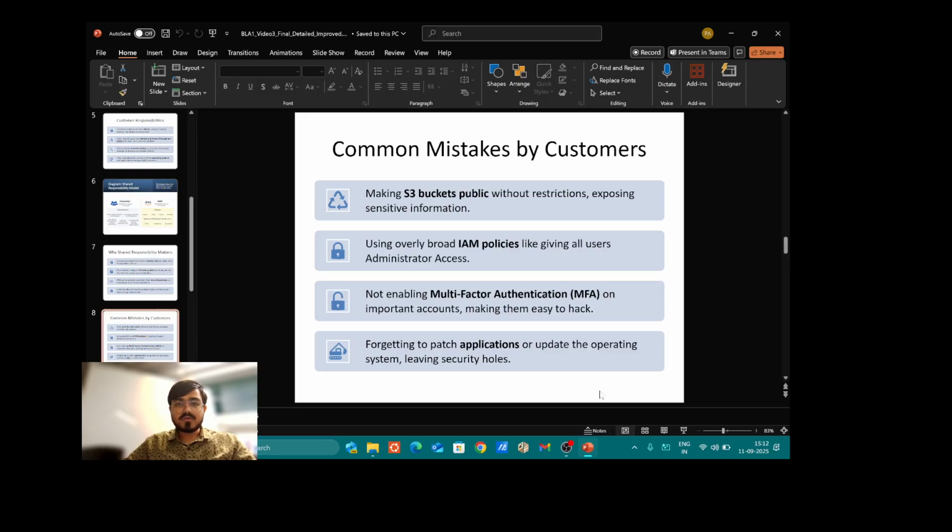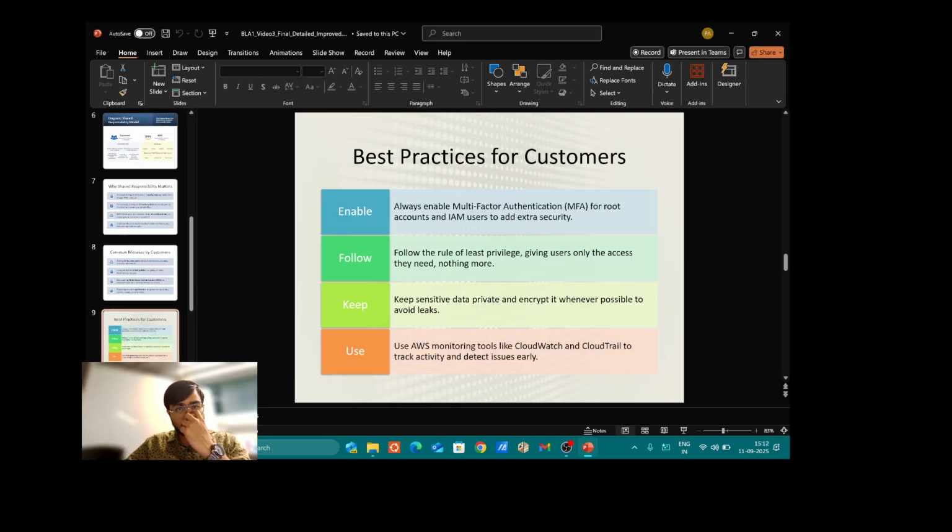Let's move to the next one. Common mistakes by consumers. Let's see some common mistakes. Making an S3 bucket public without security, that is the first mistake. Giving users overly broad IAM policies like full admin access, then not enabling multi-factor authentication, MFA, on important accounts, and forgetting to patch applications and operating systems. All of these mistakes can cause big security problems if we are not careful.